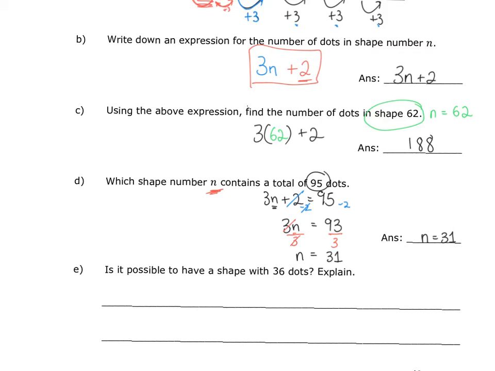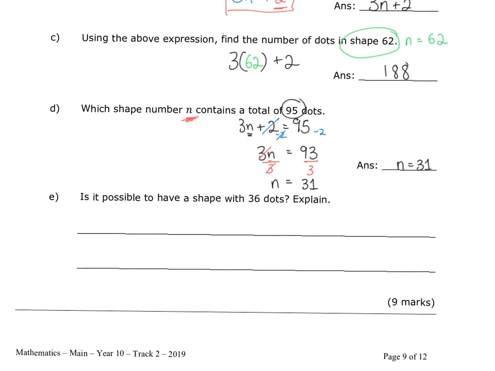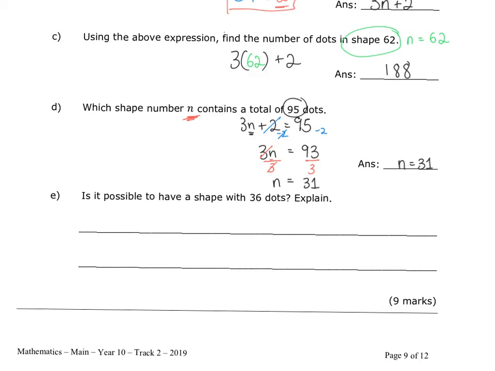Now, question E. Is it possible to have a shape with 36 dots? Explain. Can we have a shape with 36 dots? Well, we have to find out. And to find out, we need to work out again subject of the formula. So, if we have 3n plus 2, we'll give with 36 dots.